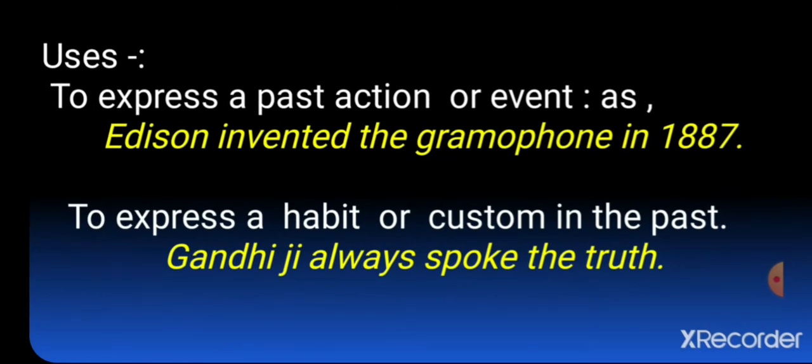Students, simple past tense is used to express a past action or event. बेटा हम एक past action और event को जब express, describe करना चाहते हैं, students, then we use simple past tense. For example, Edison invented the gramophone in 1887. Past action, 1887 में हमने इन्वेंटेड किया ये. तो Edison invented the gramophone in 1887. It's a past event, and we can say action.